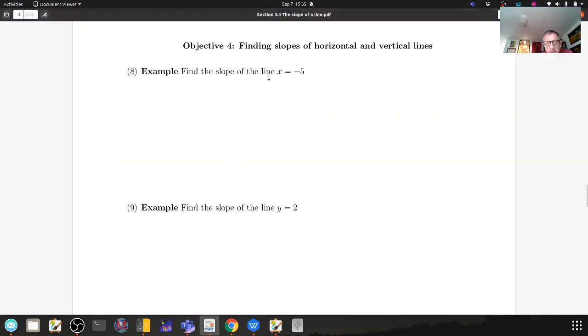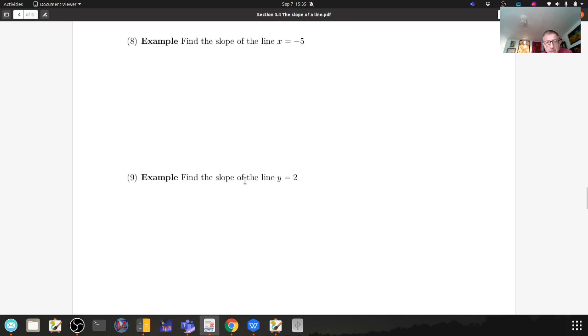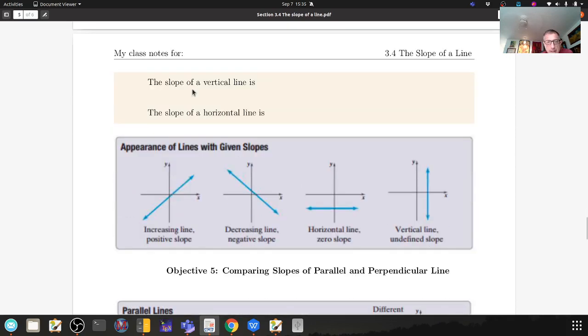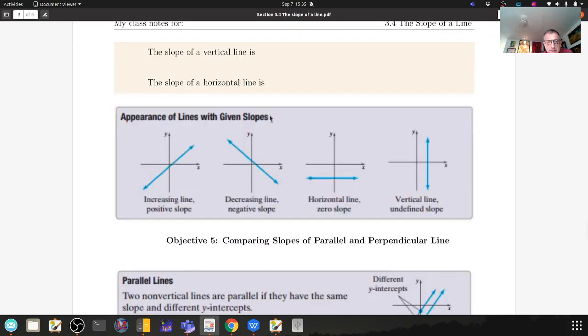So find the slope of the line x = -5. Well, that's the equation of a vertical line. So the slope is undefined. Find the slope of the line y = 2. That's a horizontal line. The slope is 0. Nothing else to be done. And the slope of a vertical line is undefined. The slope of a horizontal line is 0.